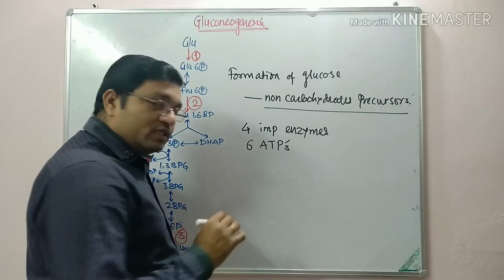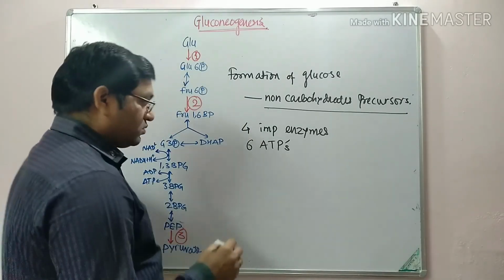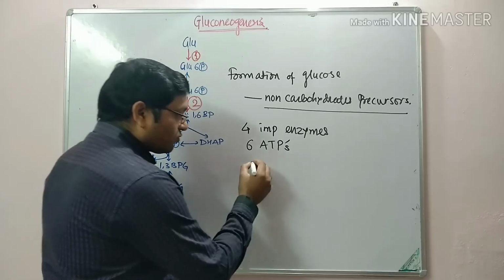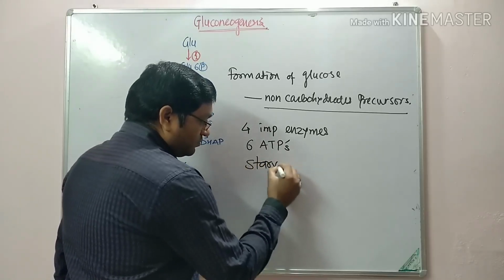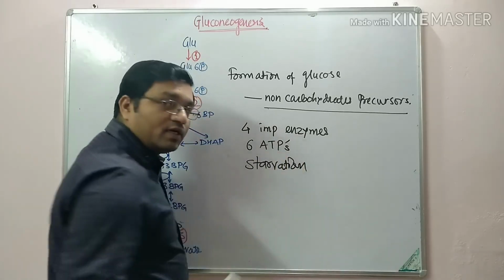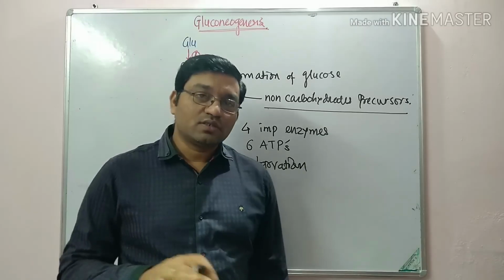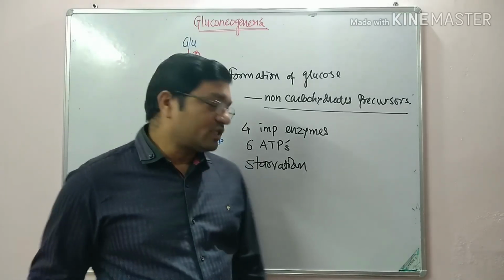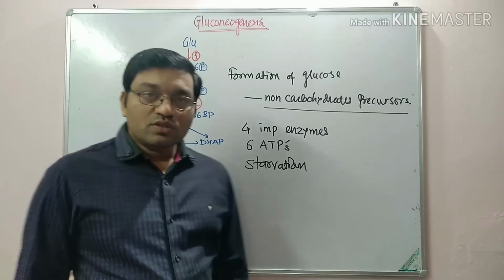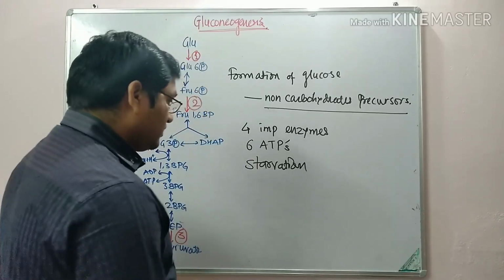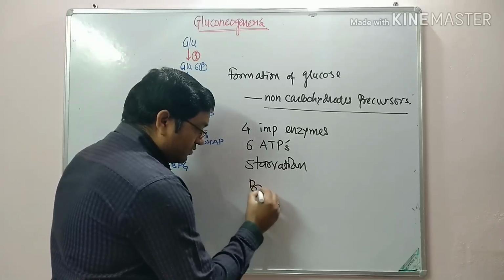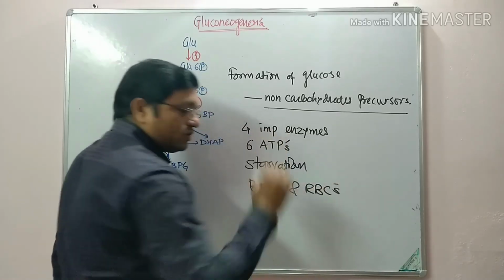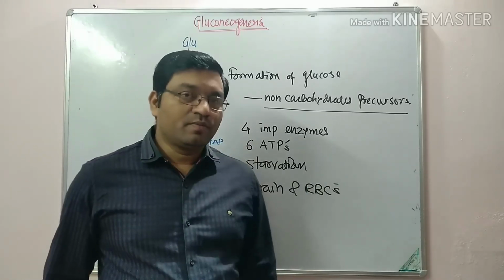Then it is a source of glucose after the depletion of glycogen stores. That is, it is a source of glucose in starvation. After depletion of glycogen stores, which occurs near about 16 to 18 hours in the post-absorptive state. Glucose is an important source of energy for the brain and matured RBC. So this pathway is important.